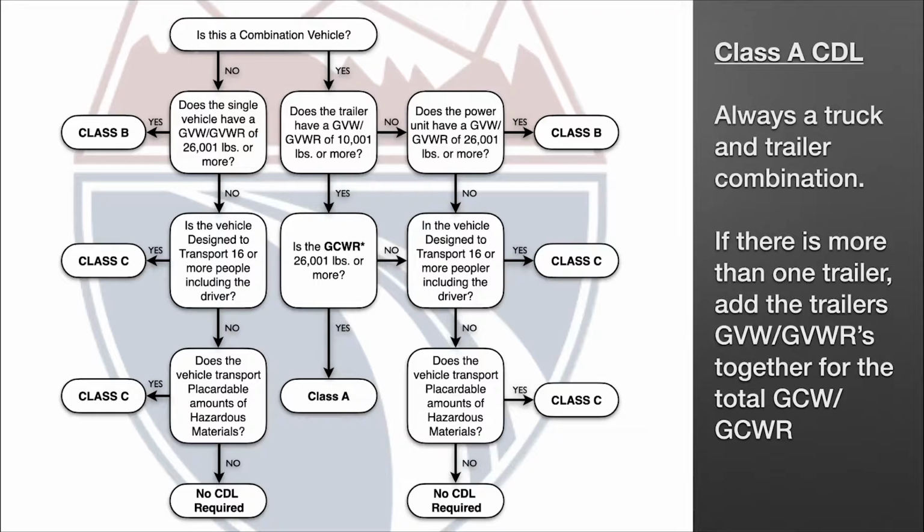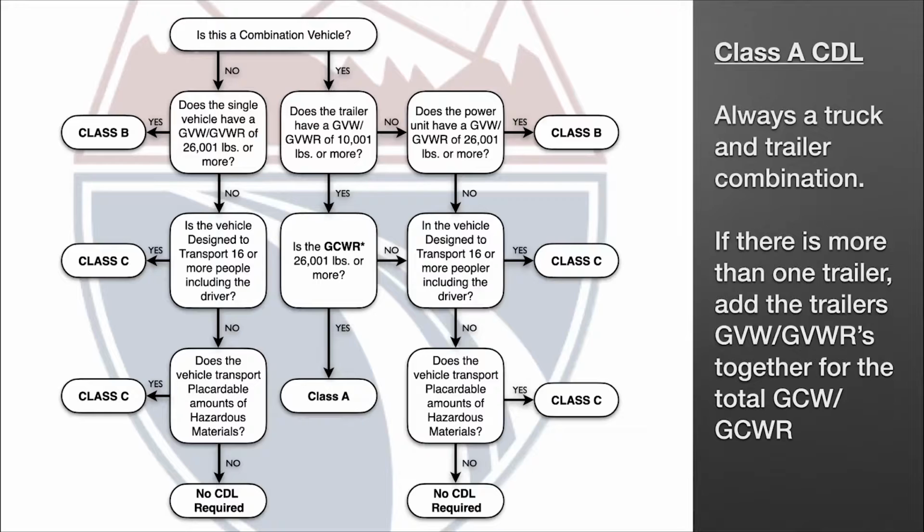Now, the Class A is kind of the mother of all driver's licenses. You can drive anything else as long as you have the proper endorsements. Whereas a Class B CDL cannot drive A combinations, and a Class C cannot drive B or A.